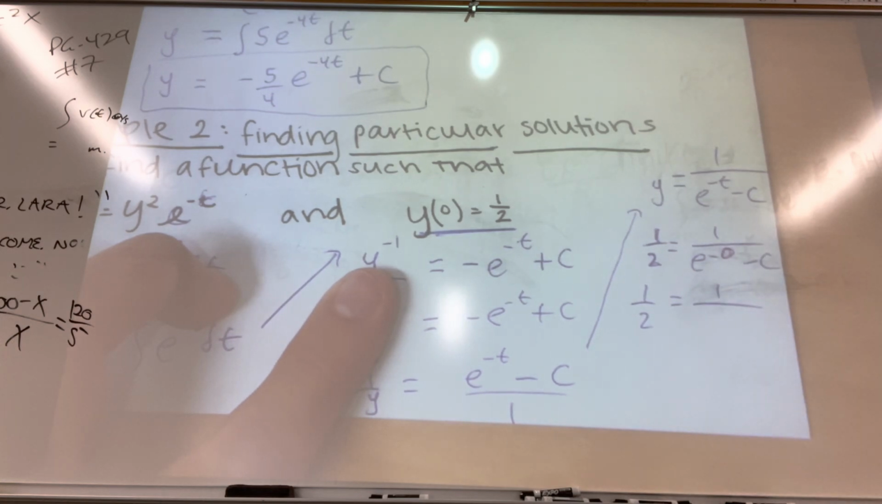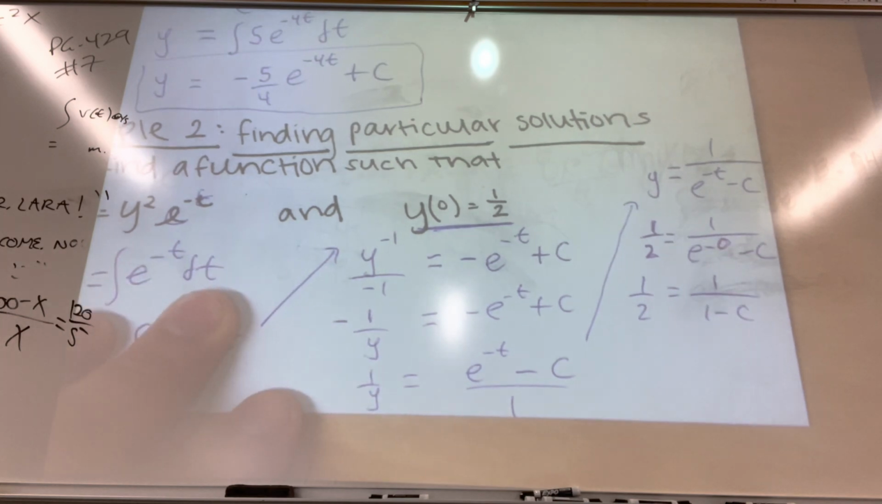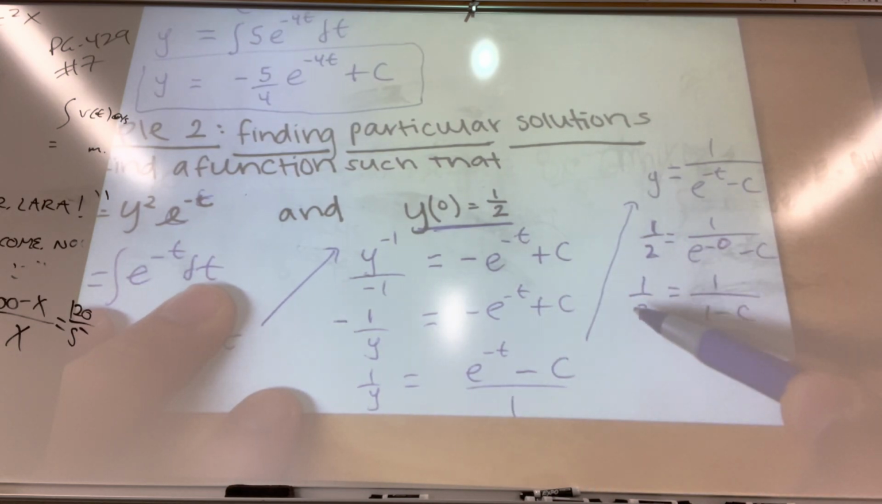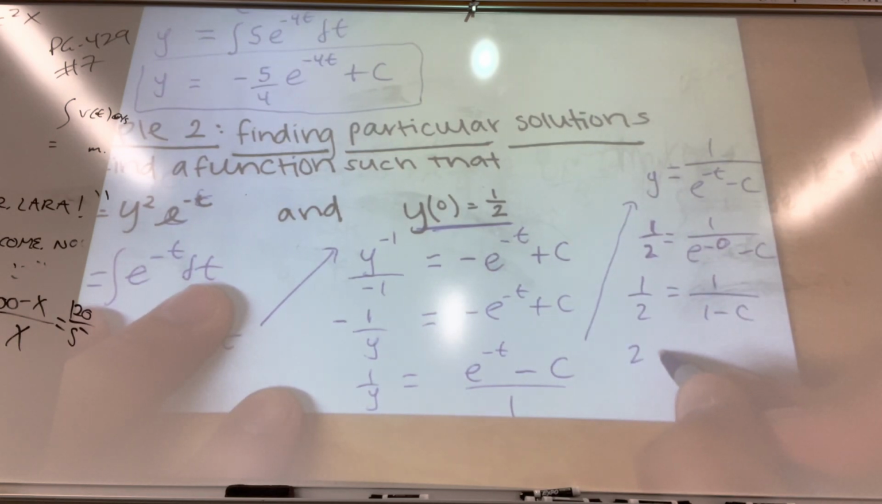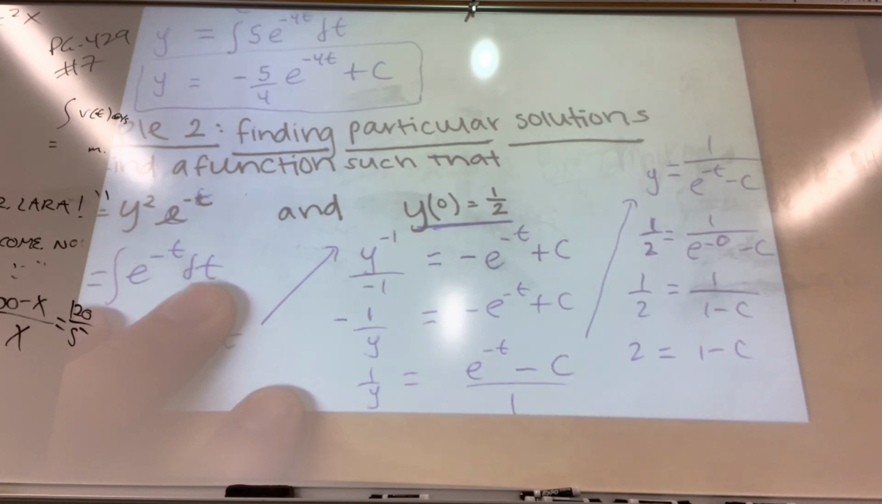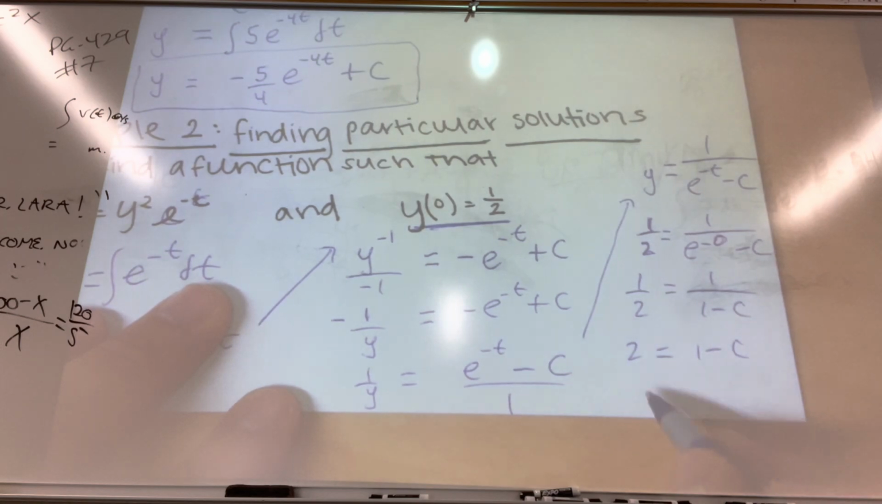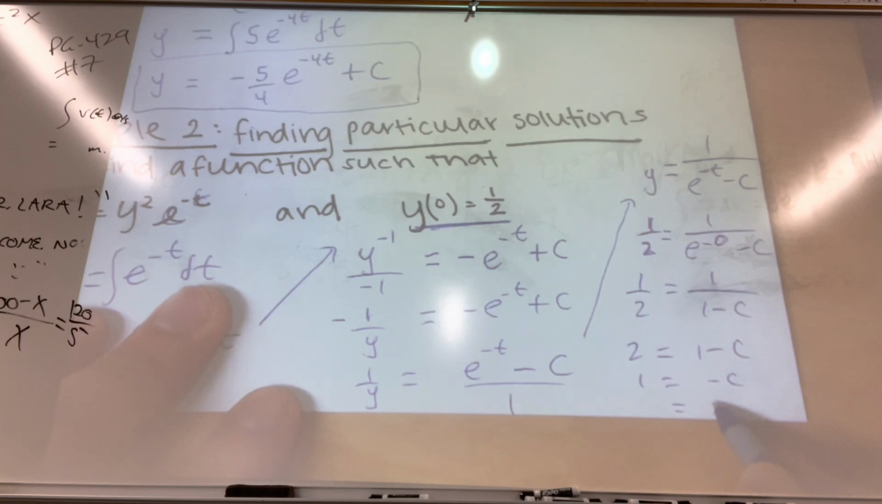What's e to the 0 power? 1. And again, now we are solving for c. You can cross multiply if you like that. Or I'm going to use my trick again that I can flip one and flip the other. So I get 2 is equal to 1 minus c over 1. And I get 1 is equal to negative c, and therefore c is equal to negative 1.